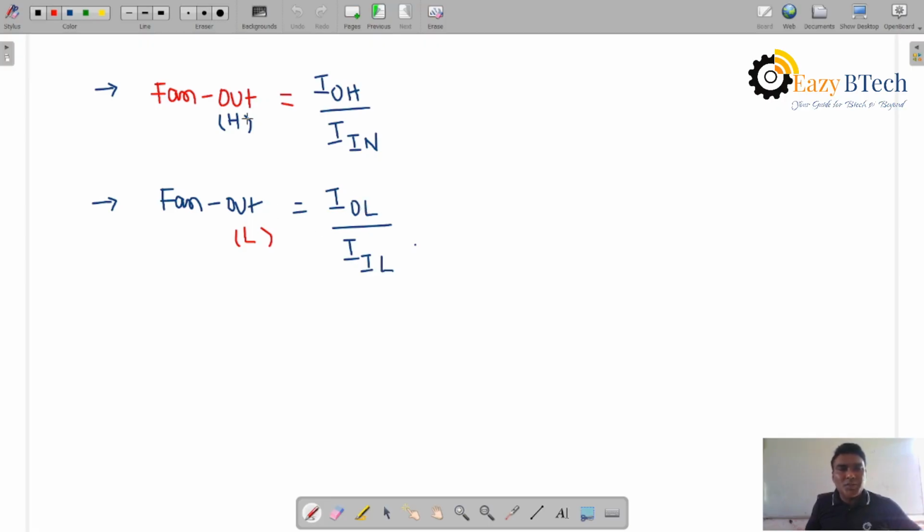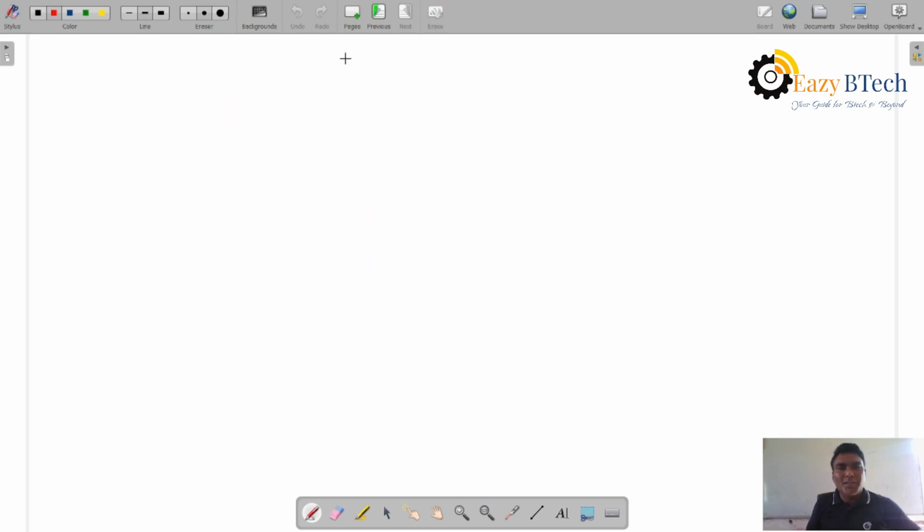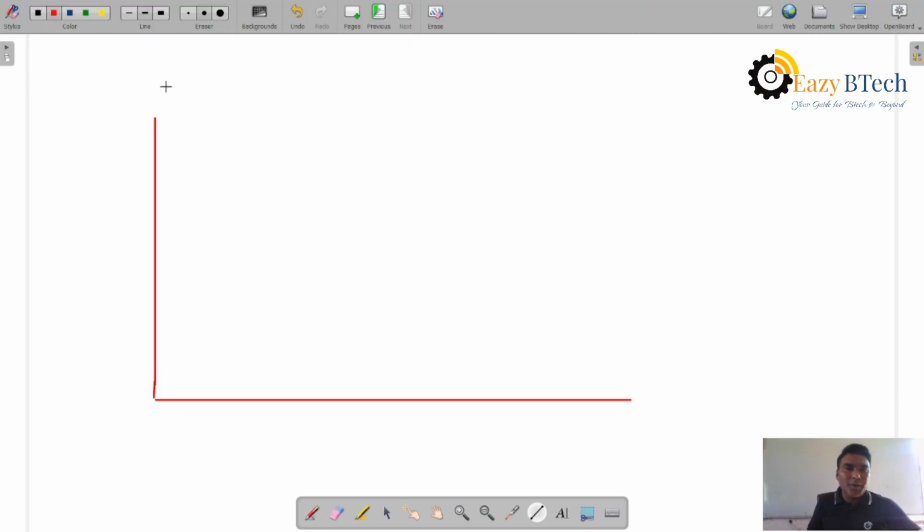So these are two parameters with which we can define the speed of a transistor. The speed of a transistor depends on fan in and fan out. Let us see the characteristics, if we increase fan in and fan out, then what happens to the delay. Speed is nothing but delay, meaning how much time it takes for the output to drive the other logic gates.